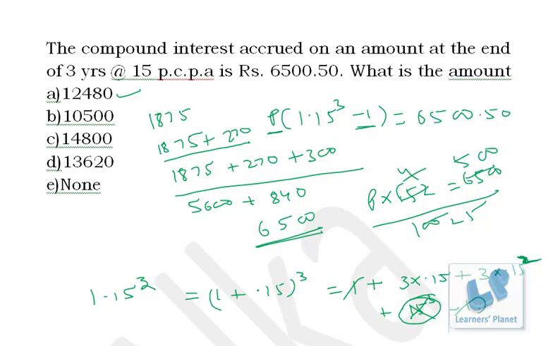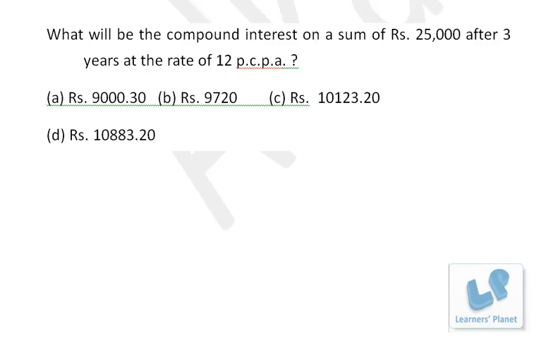Same funda I'll be using over here. Here, what will be the compound interest on this sum after 3 years at the rate of 12% per annum? So what you have to do? 25,000 into 1.12 whole cube minus 1, right? So precisely 1.12 whole cube we need to calculate. So that is 1 plus 0.12 whole cube. You don't have to write this expression. You can directly put the value over here, right?